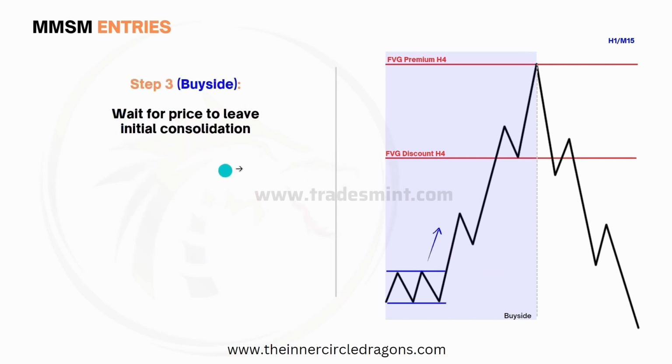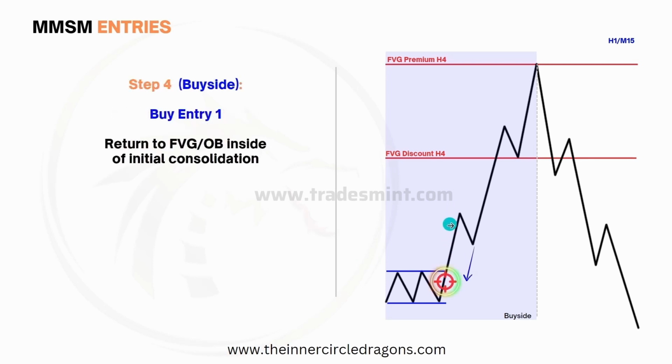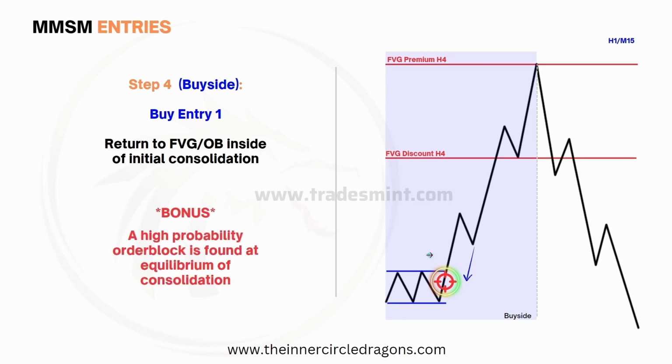Now, for step 3, we have to wait for price to leave the consolidation. Remember, the consolidation starts everything. Once price leaves the consolidation in an expansion leg higher, we can expect price to retrace back into the consolidation. Our first buy entry signal would be found inside of the consolidation where we may have a fair value gap or an order block resting inside. As a bonus, the high probability order block will be found at equilibrium of that consolidation range.